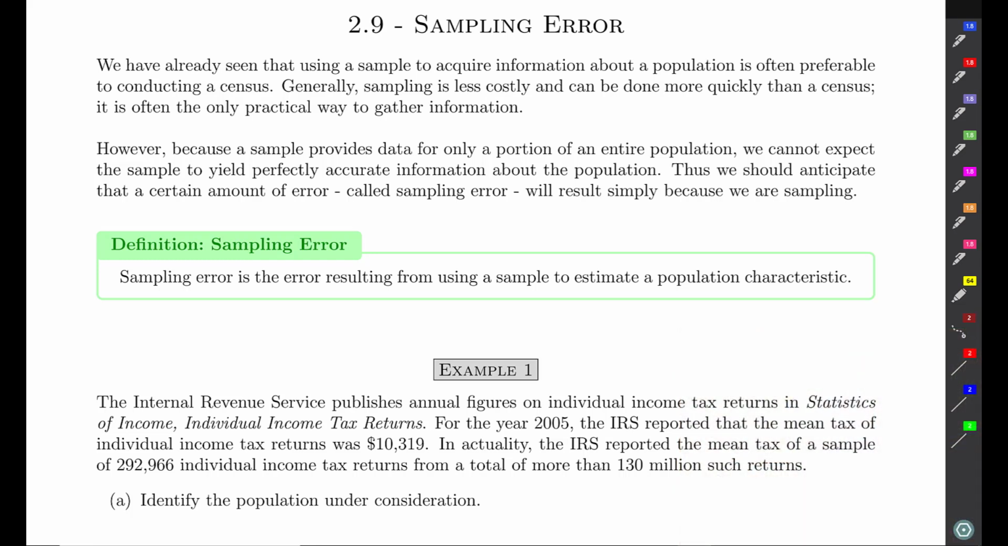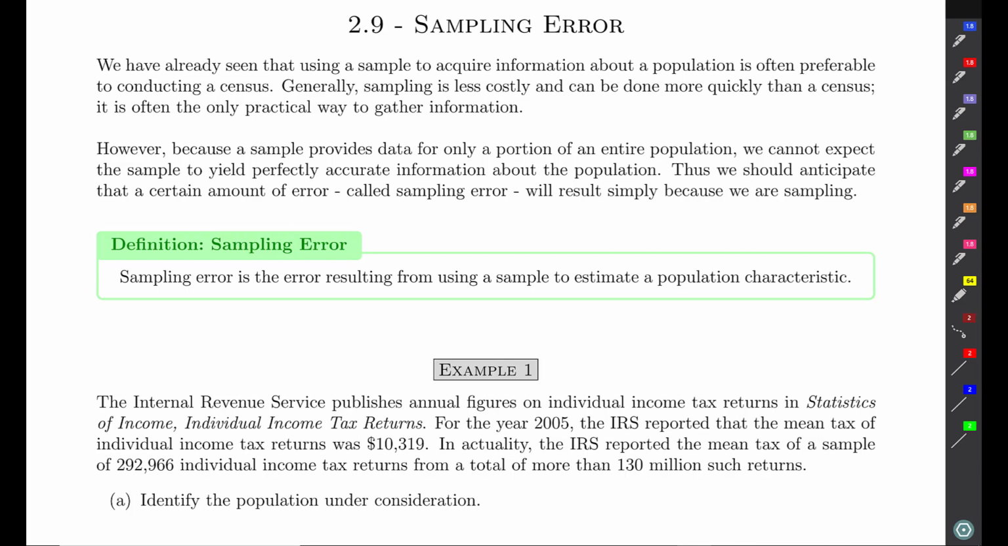So with sampling error, we are first looking at the definition here. The sampling error is the error resulting from using a sample to estimate a population characteristic. So we can see the inherent difficulties with having a sample and using it to represent an entire population.